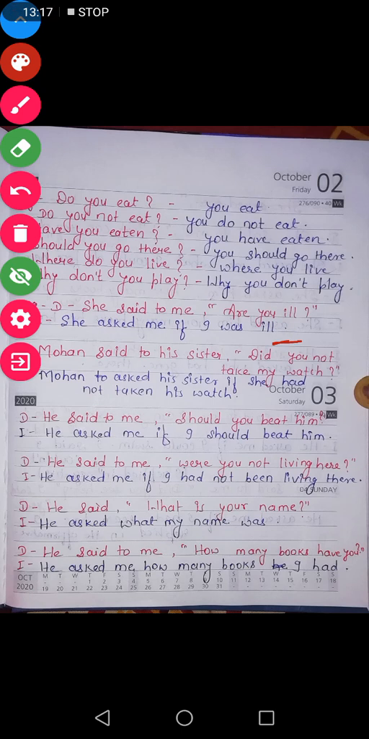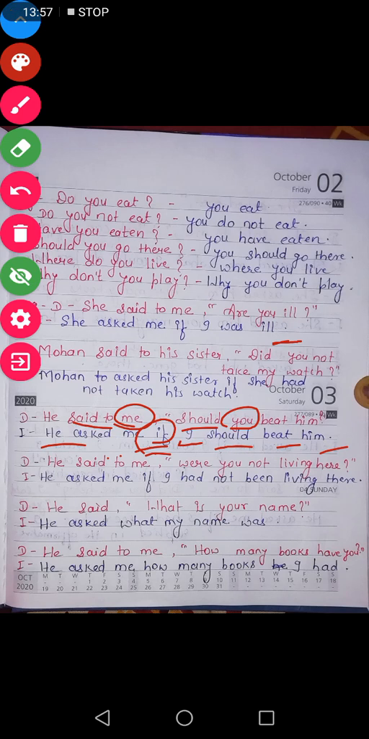One more example I am taking. She said to me, should you beat him? Now it became she asked me. Said to will change into asked. So she asked me, should. The sentence is a yes-no question, right? So you have to use if or whether. I have used if. Second person changes according to the object, that is why it became I should beat him. Means should you beat him?